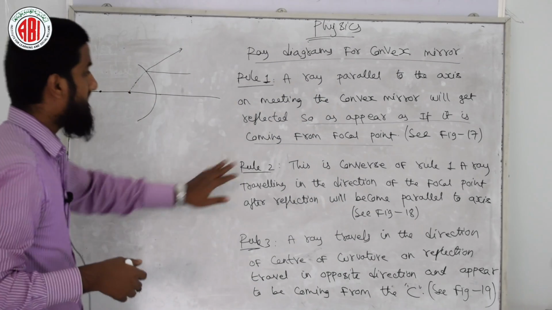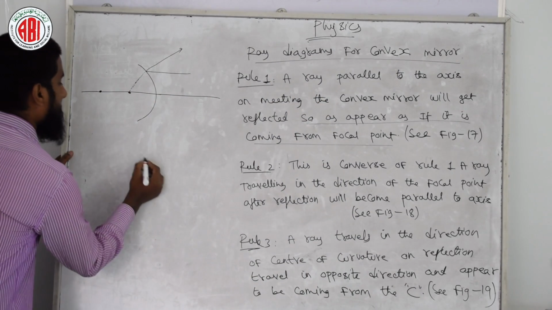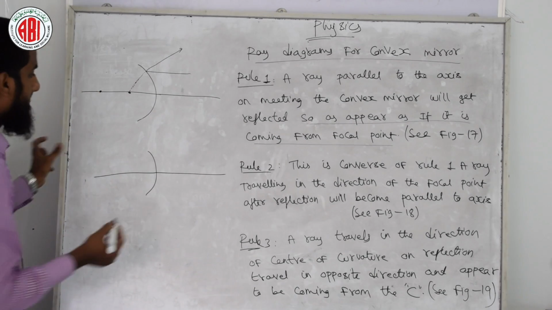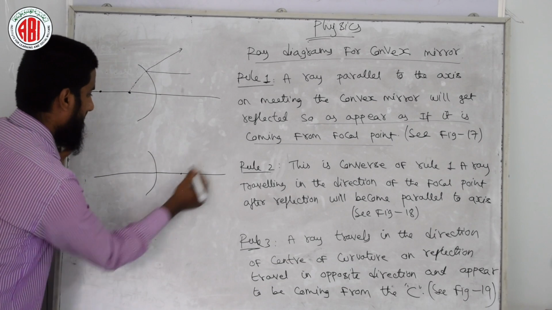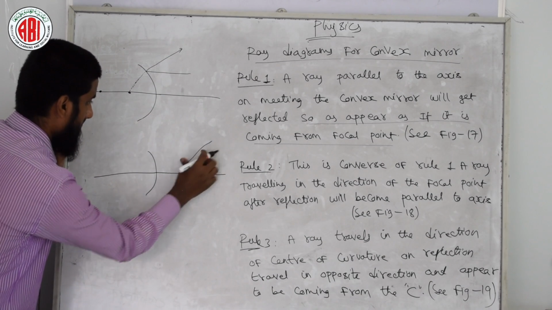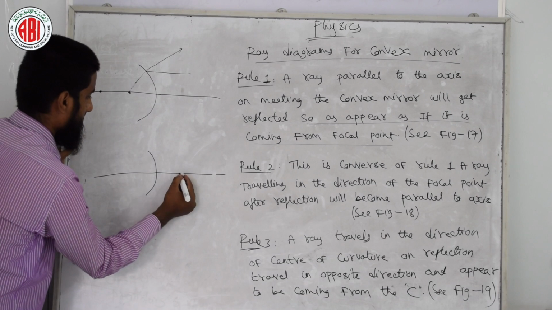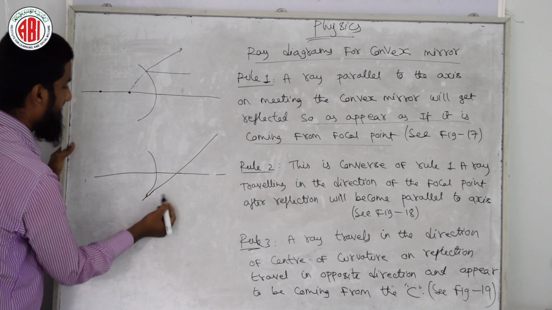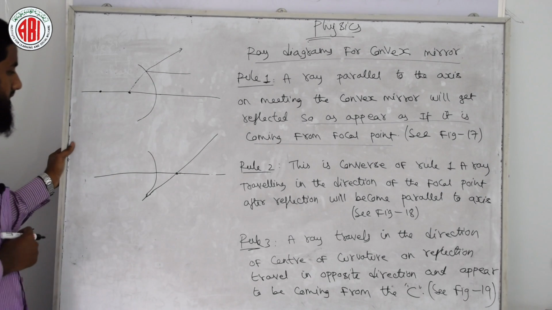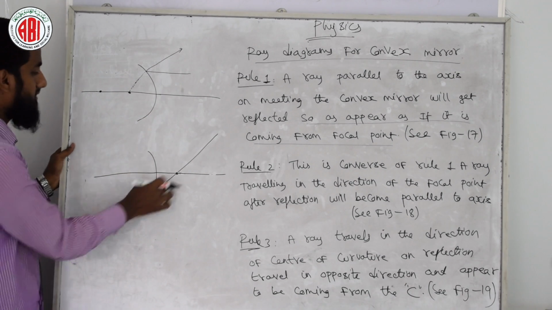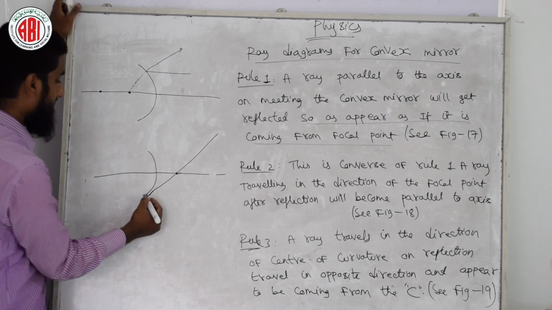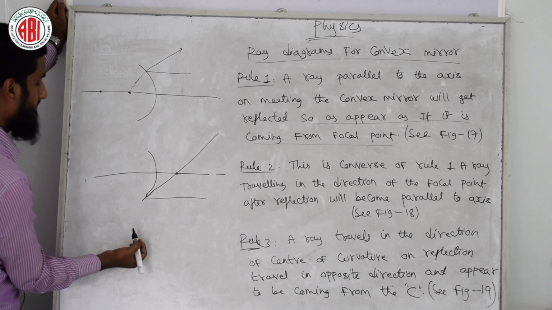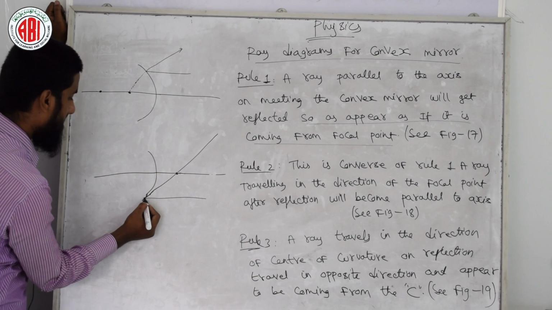Then rule 2, this is the converse of rule 1. Look at here, this rule 2 is directly the converse of that. When the light is incident on the mirror through the focal point, actually what happens is it becomes parallel like this. So we are just taking this as an assumption.